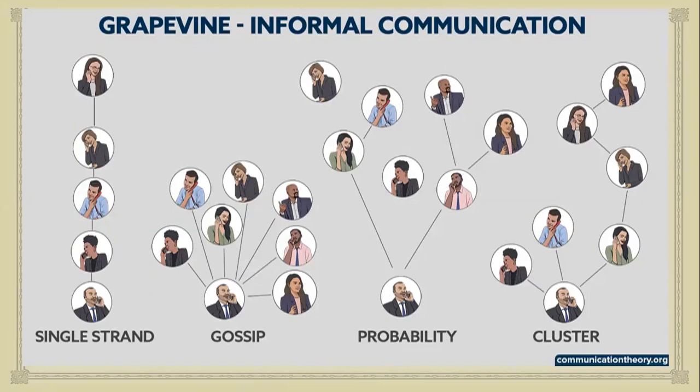And then we have probability, where an individual shares it, and then people share it with other people, and so on and so forth. And we have cluster too, where the information originates from a single individual, then goes to another individual, then from this other individual just keeps going. These are different patterns in grapevine informal communication.